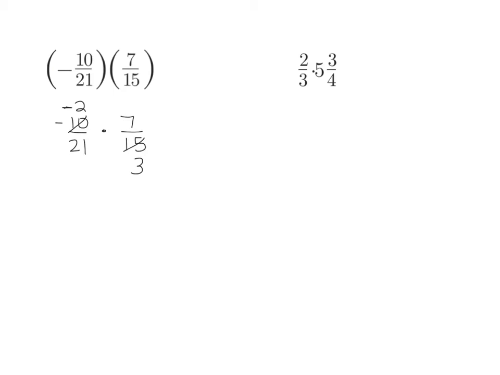We can do the same thing here. 7 and 21, well, 7 and 21 are both divisible by 7. So we can divide 7 by 7, which gives me 1, and then 21 divided by 7 gives me 3. So basically, all I have to do now is multiply the top numbers, which are negative 2 and 1, and the bottom numbers are 3 and 3. And you just multiply the tops and the bottoms. That gives you the correct answer. So negative 1 times 2 is negative 2, and 3 times 3 is 9. So my answer is negative 2/9.